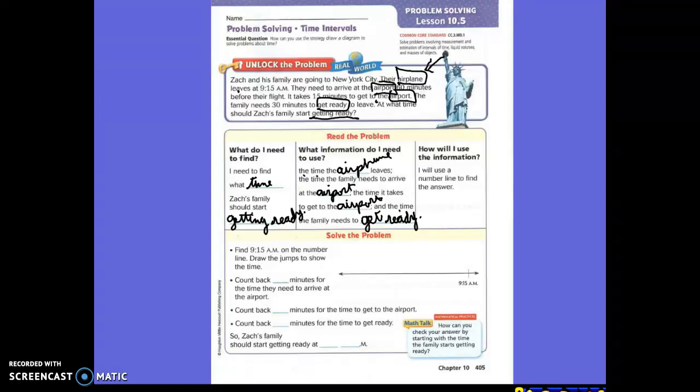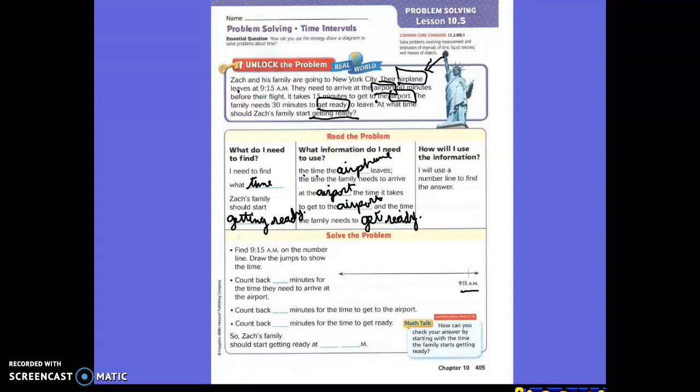That's when the airplane is leaving, okay? So we first need to find 9:15 a.m. on the number line. And if that's when it leaves, that's the end time, because they need to be on that plane, right? Okay, so that's the end time, 9:15. We're going to need to draw jumps back on the number line to show the times that are going through in their story.